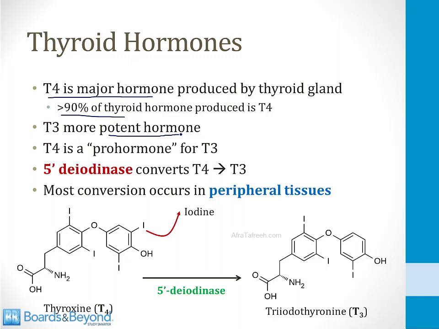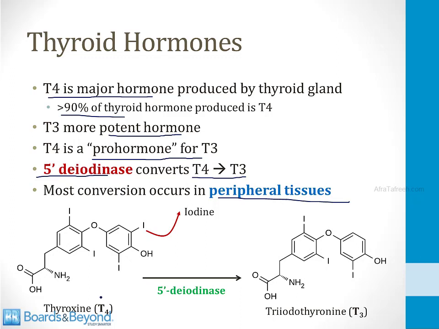And the way most of the T3 in your body gets synthesized is by peripheral conversion of T4. So the T4 produced by the thyroid gland is a prohormone for T3. There is an enzyme found in most peripheral tissues called 5' deiodinase, and it can convert all that T4 produced by the thyroid gland into T3 locally within the tissues.